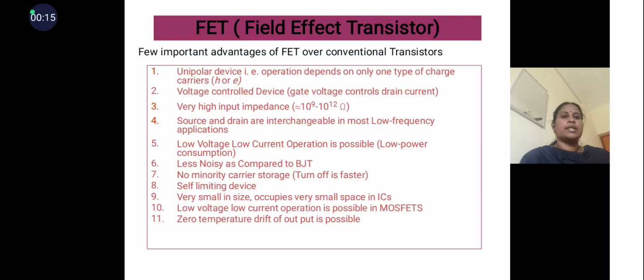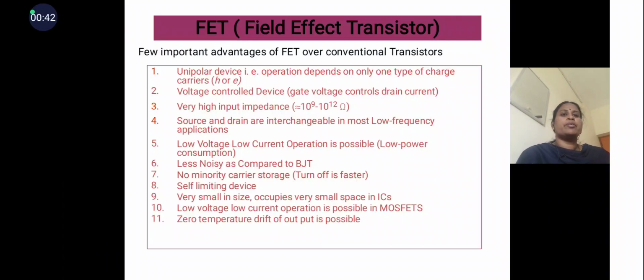Dear students, in this lecture, let us discuss the introduction of a device called the field effect transistor. Simply, it is called FET. It has many advantages over the conventional transistor, that is, the BJT. Let us discuss those points first. FET is a unipolar device.